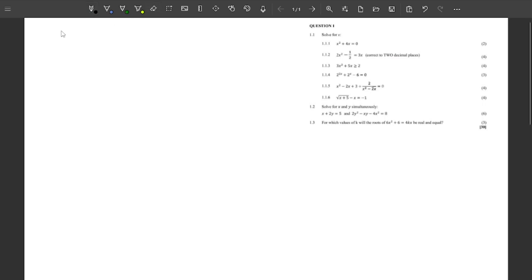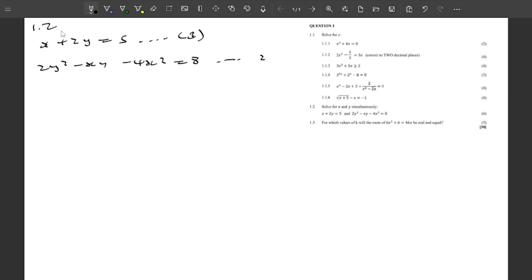And now for 1.2, this one is simultaneous solving of two variables, x and y, at the same time. So it's x plus 2y is equal to 5. This is the first equation. And 2y squared minus xy minus 4x squared is equal to 8. This is the second equation.